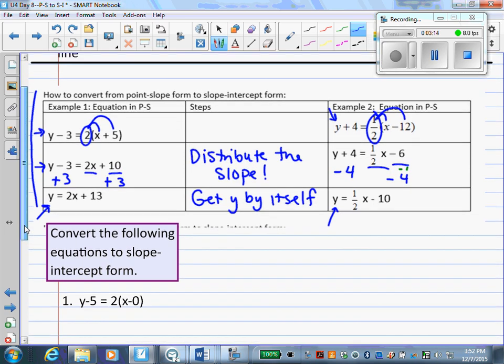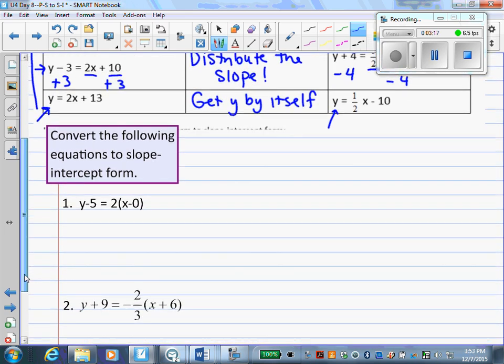So let's practice a couple more times. So write this down right here. The directions: convert the following equations to slope-intercept form. And then example 1 is y minus 5 equals 2 times x minus 0. So if you need to pause and get that written down, do it. Otherwise, I'm just going to keep going to keep the video shorter.